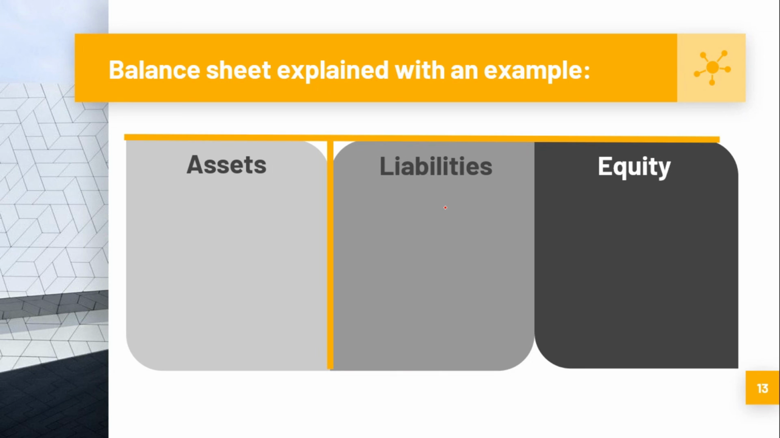So, let's say you have invested 100 rupees into your business. So, your cash will be 100 rupees. That is, your assets will be 100 rupees. Your liability is zero because you do not owe any money to anyone. But your shareholders' equity, that is the capital of your business, will be 100 rupees. Hence, the balance sheet is balanced.